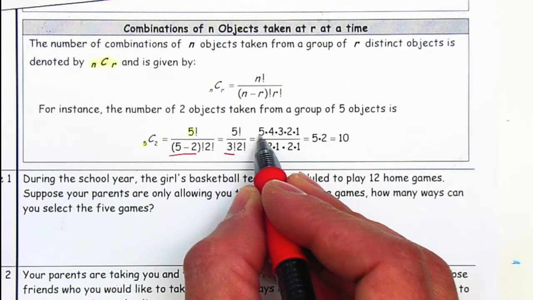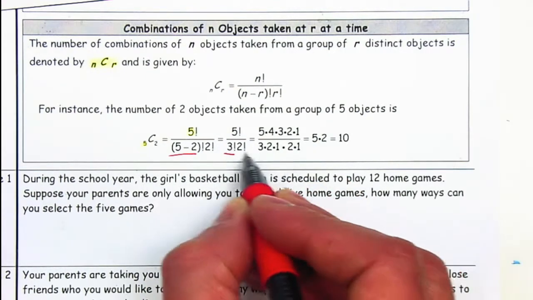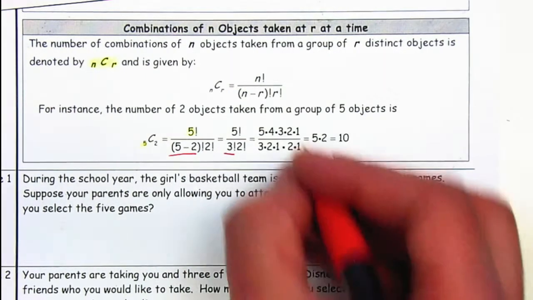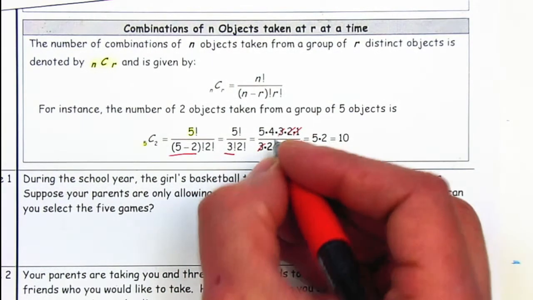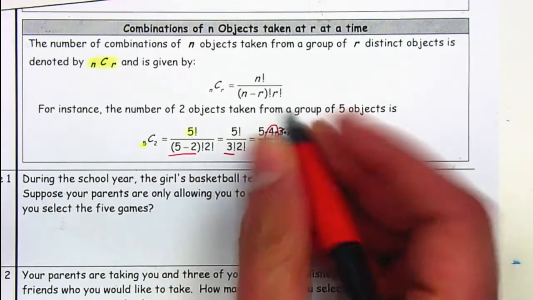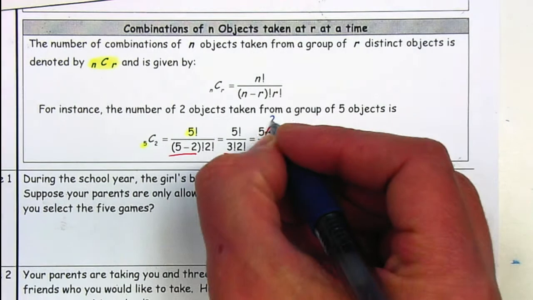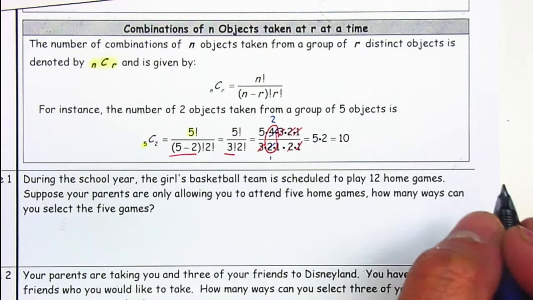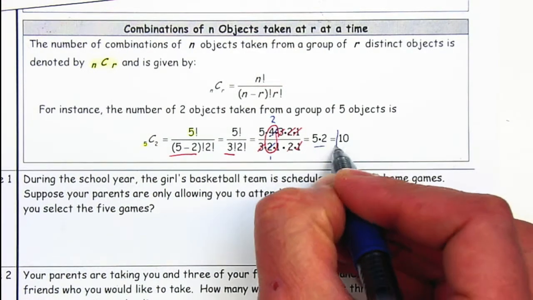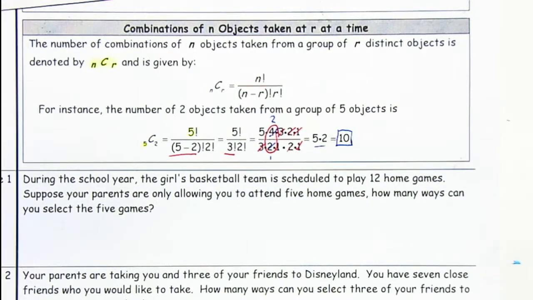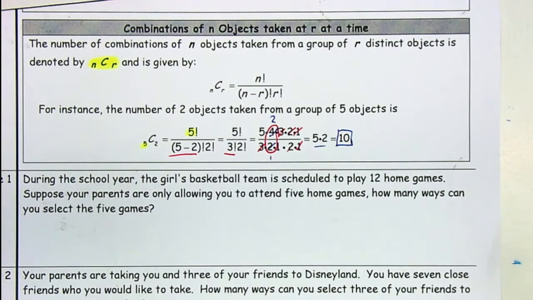So 5 factorial will be 5 times 4 times 3 times 2 times 1. 3 factorial will be 3 times 2 times 1. 2 factorial will be 2 times 1. So the 1 cancels, the 2 cancels, the 3 cancels. And we can reduce the 4 and the 2. We can divide by 2. So dividing by 2 gives me 2, gives me 1. So in this case we have 5 times 2, which is equal to 10. So just like we saw, there are 10 different ways to select 2 objects from a group of 5.